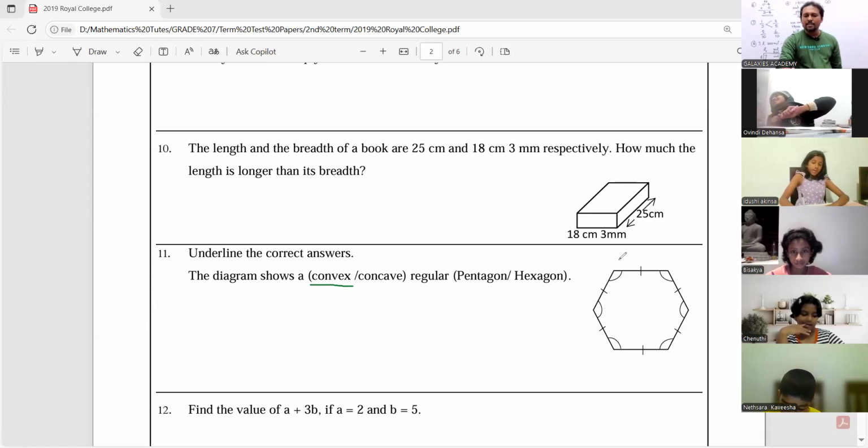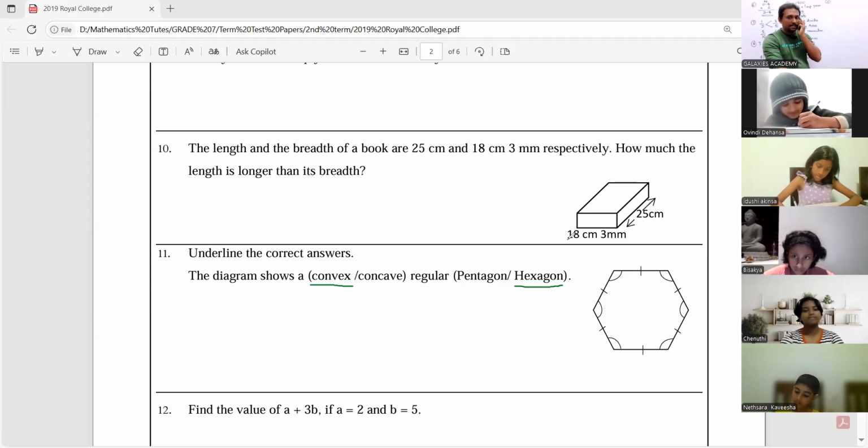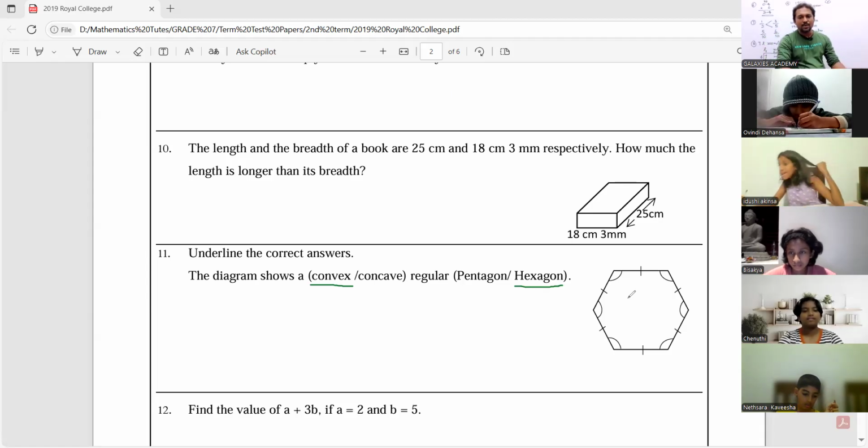Regular. How many sides? 1, 2, 3, 4, 5, 6. Hexagon. Pentagon means 5 sides. Hexagon means 6 sides. 7 sides, Heptagon. 8 sides, Octagon. 9 sides, Nonagon. 10 sides, Decagon.